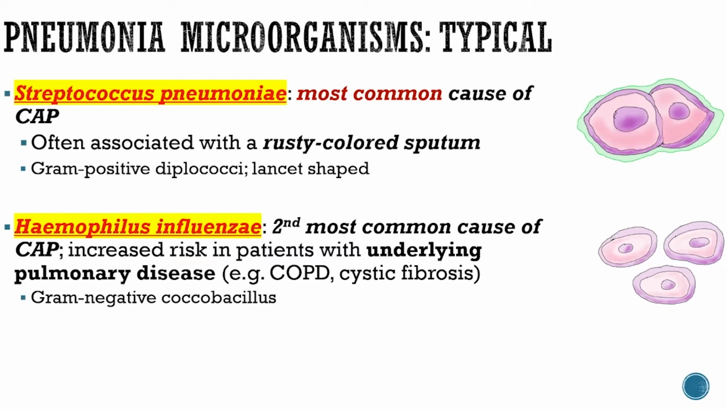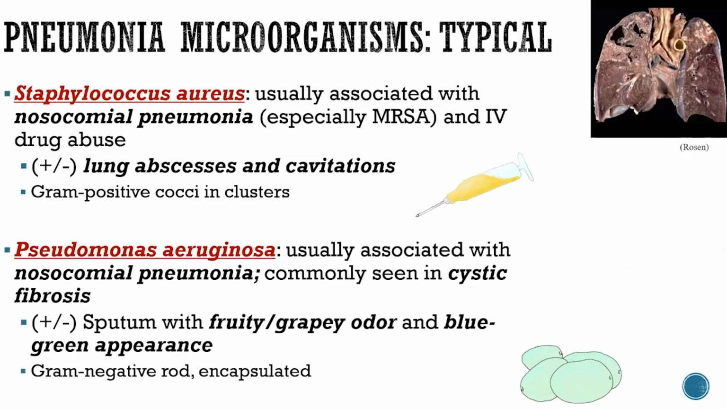One thing that might make you think that you're dealing with Streptococcus pneumoniae is a patient may experience what we call rusty colored sputum. That tends to be one of those buzzwords that you'll see for your board exams. The second most common cause of community-acquired pneumonias, or pneumonias in general, is Haemophilus influenzae. Now, in general, Haemophilus influenzae is a little bit more common in people with underlying pulmonary diseases like COPD, or chronic obstructive pulmonary disease.